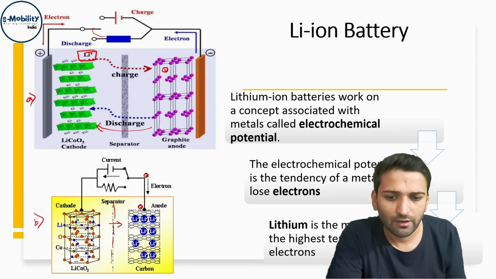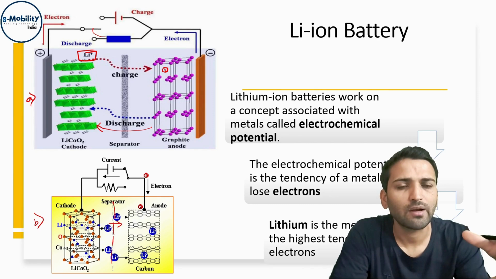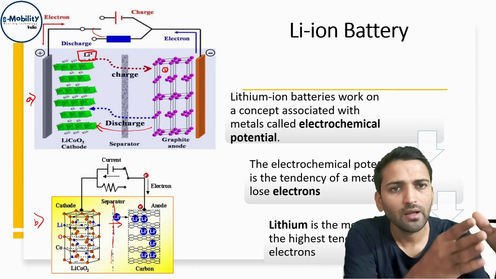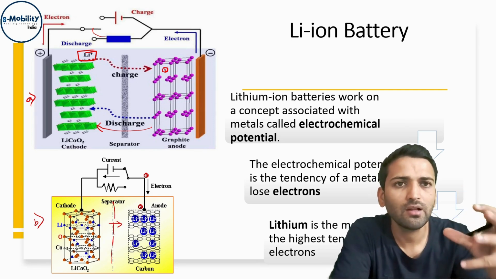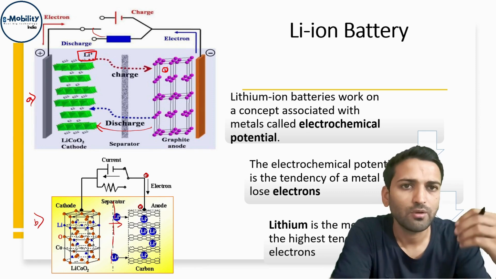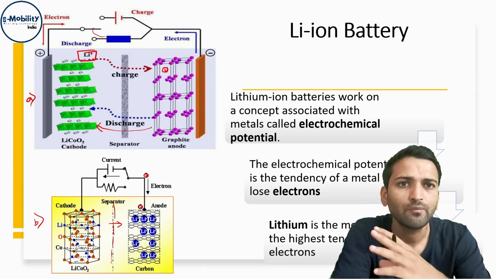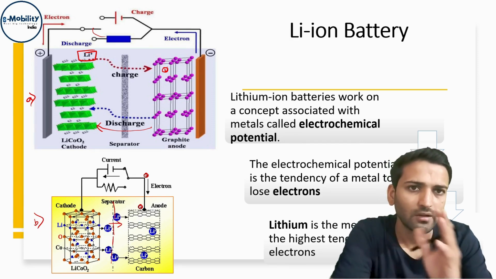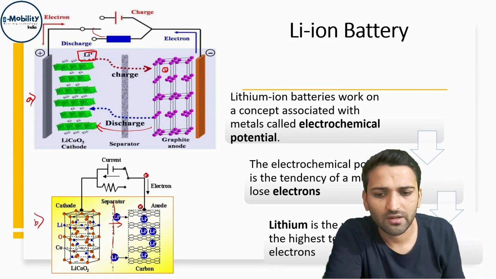So this graphite stores all this lithium ion, and until you discharge the battery or use the battery next time, these lithium ions will be saved in the anode, or in this graphite structure. When you use the battery next time, these lithium ions will slowly move towards the cathode side, where the composition of lithium cobalt is put.